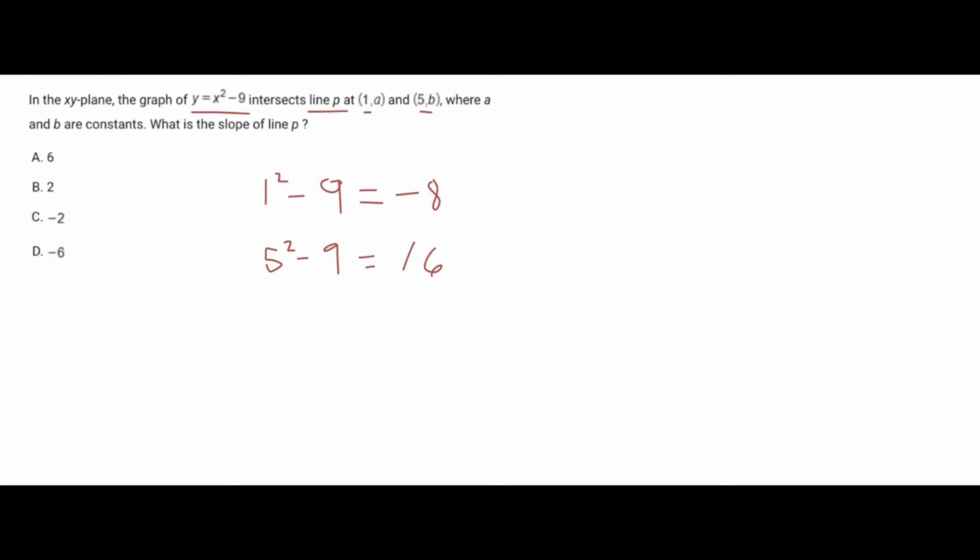But they want to find the slope of line P. So that's just rise over run, or change in y over change in x. Our change in y is from negative 8 to positive 16, so that's going to be a difference of 24. And so 24 will go on top here for our change in y. And now our change in x is between 1 and 5, so to go from 1 to 5, that's a change of positive 4. So ultimately our slope is 6, and so our answer choice is letter B.